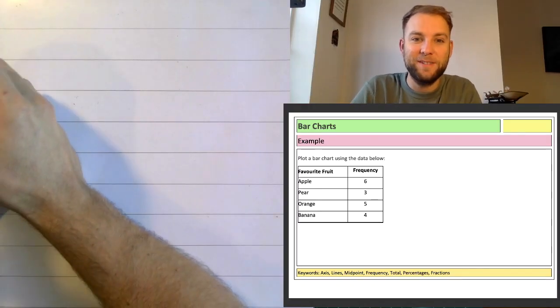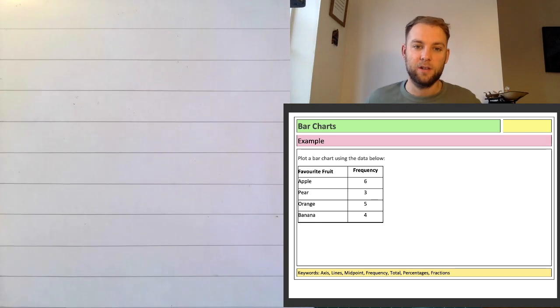Hello and welcome to today's lesson, which is on bar charts. So we're just going to go straight into it and have a go at drawing a bar chart. Now when you do this, you're going to need a ruler and you're going to need a pencil.